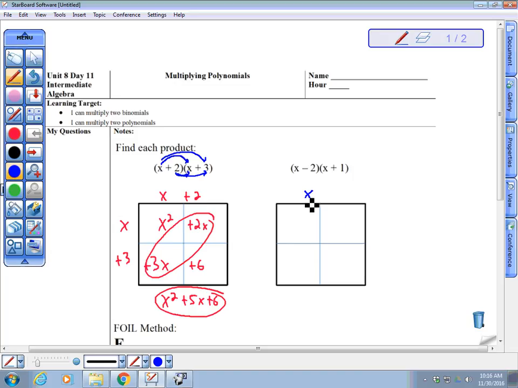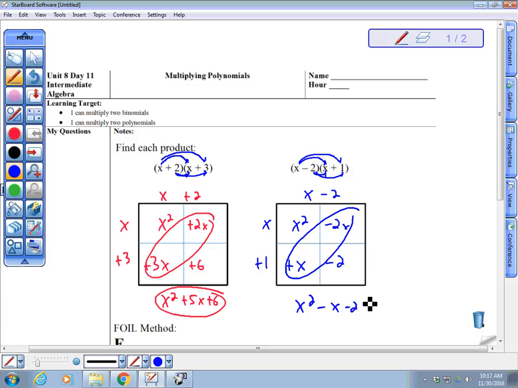So with this next one, I'm going to do the area model again. X and x multiplied together is x squared. X and a minus 2 multiplied together is a minus 2x. X and a 1 is a plus 1x. And a minus 2 times a positive 1 is a minus 2. Again, x times x is x squared, x times 1 is 1x, x times minus 2 is minus 2x, and a minus 2 times 1 is a minus 2. Combining your like terms, you get x squared minus x minus 2.